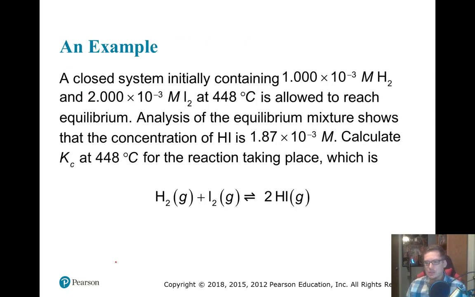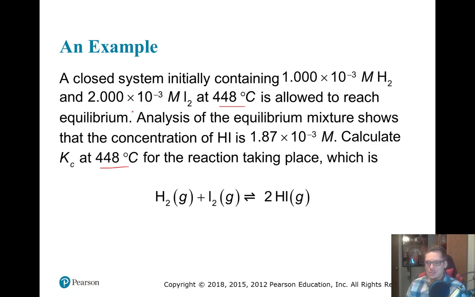It says a closed system initially containing 1 times 10 to the minus 3rd molar H2 and 2 times 10 to the minus 3rd molar I2 at 448 degrees Celsius is allowed to reach equilibrium. Analysis of this equilibrium mixture shows that the concentration of HI is 1.87 times 10 to the minus 3rd molar. Calculate Kc at 448. This is important because it's the same temperature as the reaction taking place. Here's our reaction. They've already got it balanced for us. We have hydrogen and iodine going to form hydrogen iodide.